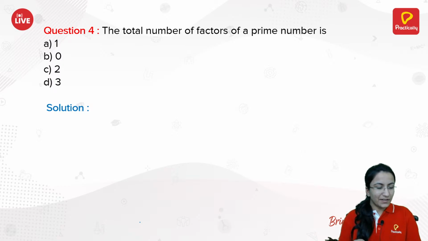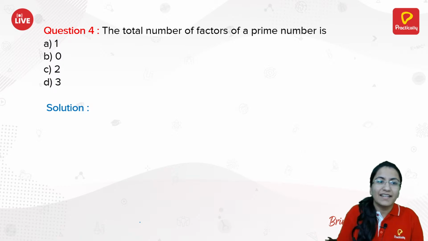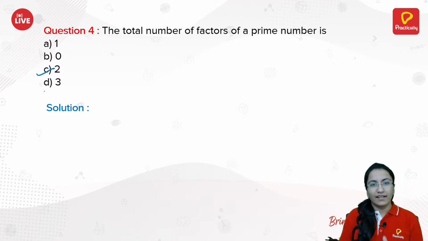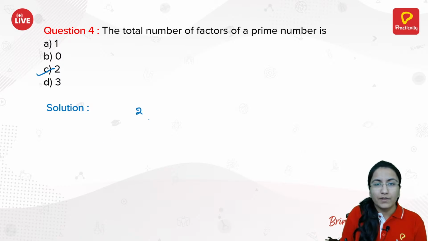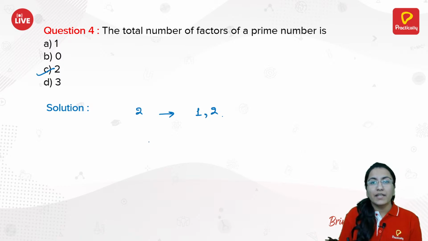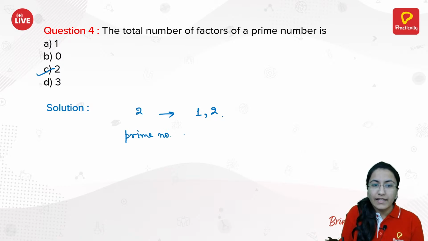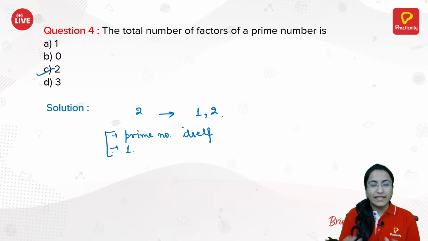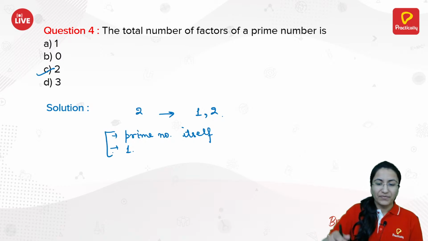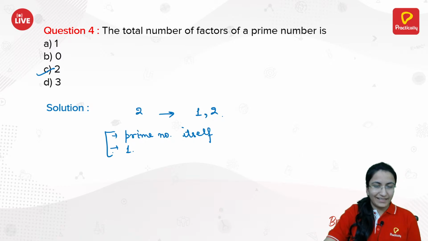Okay, so most of you are giving 2 as the correct answer. Yes, you are correct. 2 is the correct answer. Why? Because if you have 2 as a prime number, it has 2 factors, 1 and 2. So any prime number will have 2 factors: one is the prime number itself, and the other is 1. So these are the 2 factors you have for each and every prime number. Okay, so here option C is the correct answer.